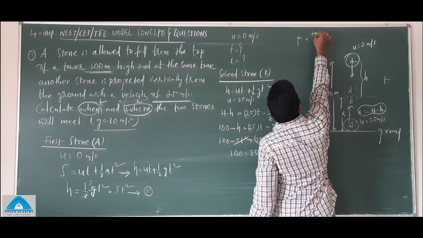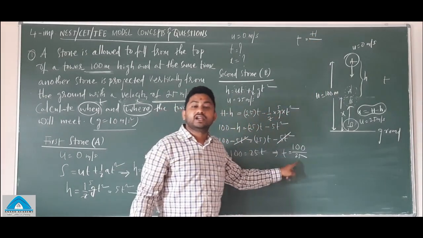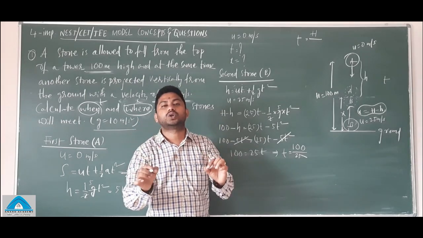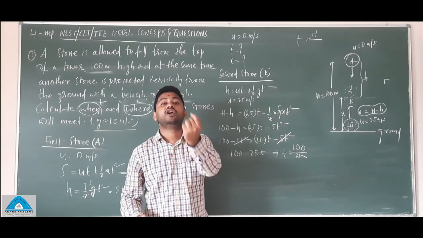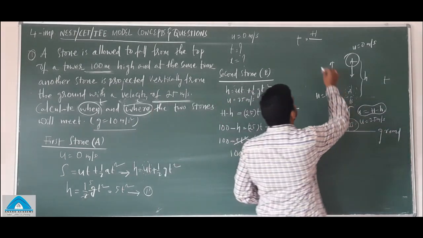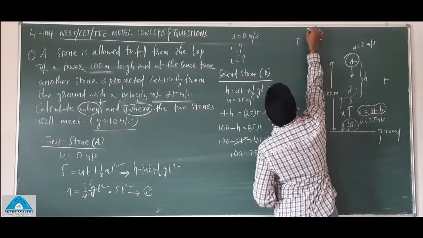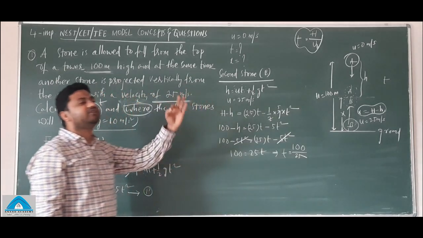So, H divided by, what is 25? 25 is the initial velocity of the second stone, which is thrown vertically upwards. So this is the initial velocity of the stone B. This is the shortcut to find directly the time from the given question.